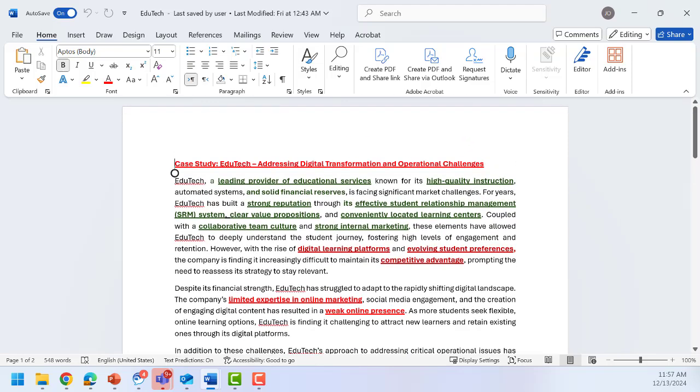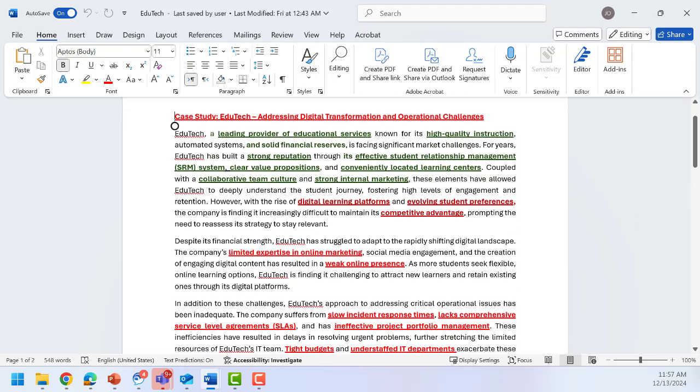But anything, I've listed some of them word by word. Positive words like leading, high quality, solid or strong financial reserves, strong reputation. Those are positive things. Those are, for example, things like a strong collaborative team, strong internal whatever.